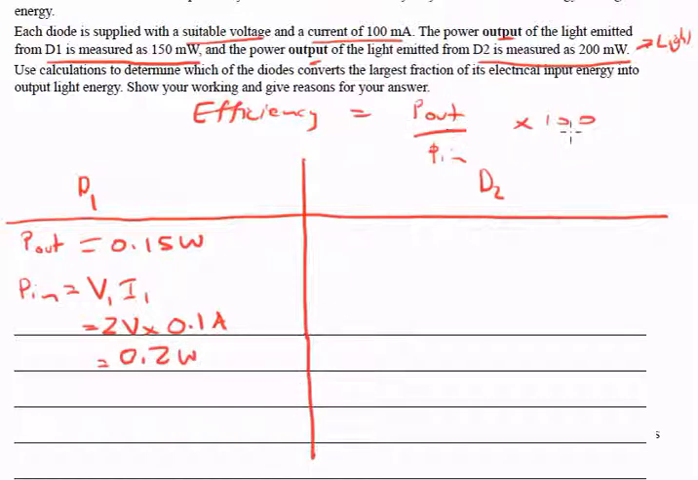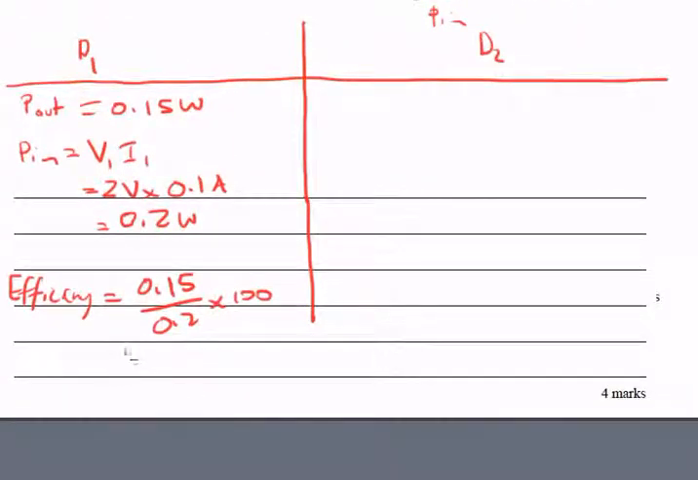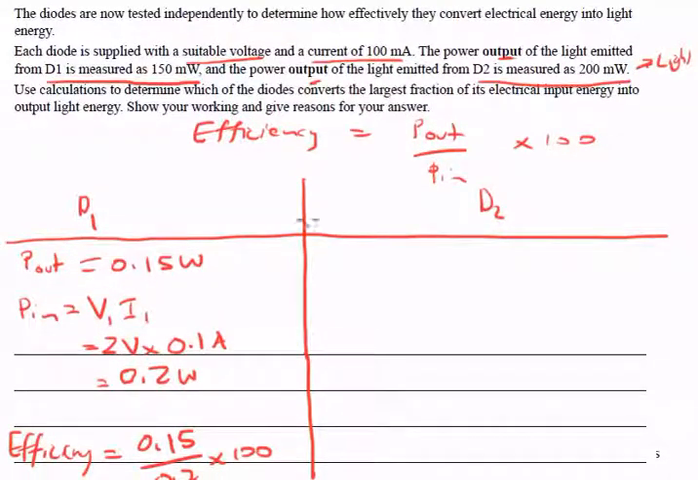So now I've got enough information to do the equation here. Efficiency equals power out, which is 0.15, divided by power in, 0.2, times 100. I do that on my calculator, I get 75%. So now we just need to do the same thing with D2. We've done the hard work of figuring out what we need to do. It's just a case of doing it now.